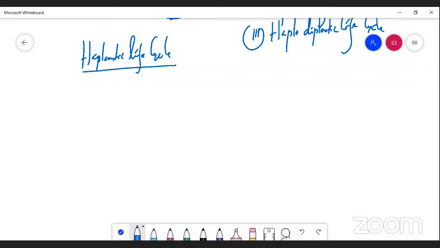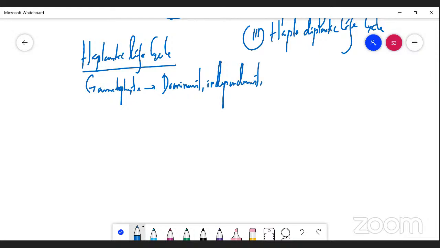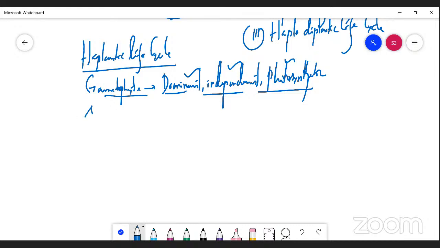Here, the gametophyte is dominant, independent, and photosynthetic. What am I telling? Gametophyte is dominant, independent, and photosynthetic. But the sporophyte is responsible for producing gametes. Gametophyte is dominant, independent, and photosynthetic. Sporophyte is responsible for producing the gametophytic gametes.